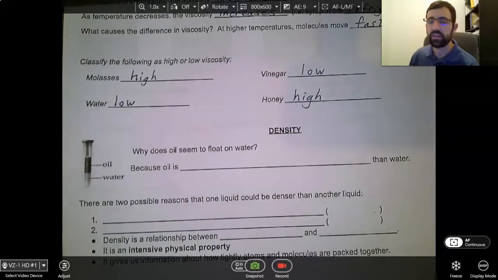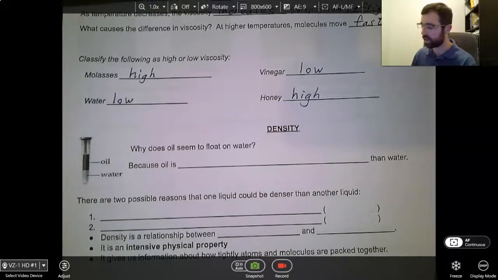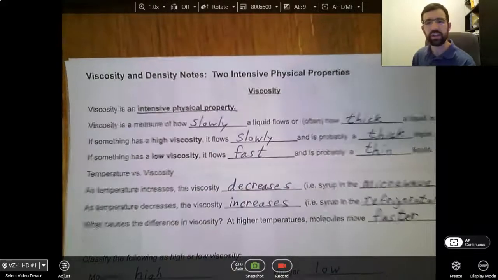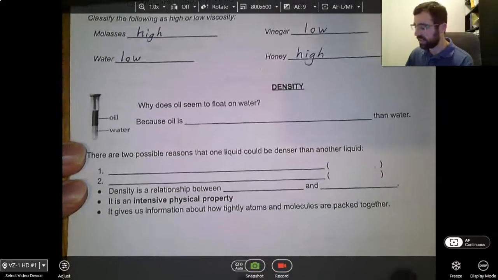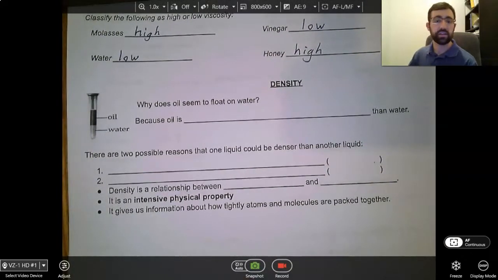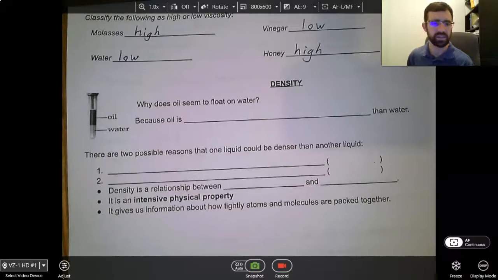All right, that's viscosity. Just know it's an intensive property that is a relationship. It's just telling us how slowly something flows. And then we get into density. Density is another intensive physical property, so you need to know that. And then we want to know what density is and be able to understand it and explain it.